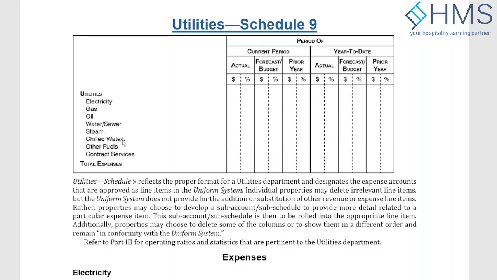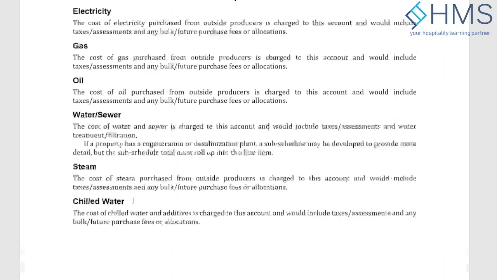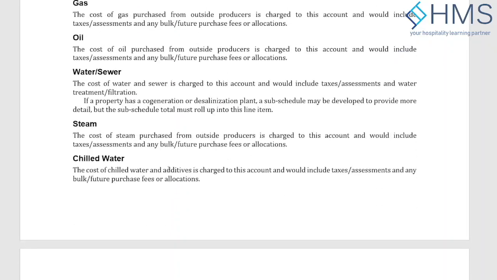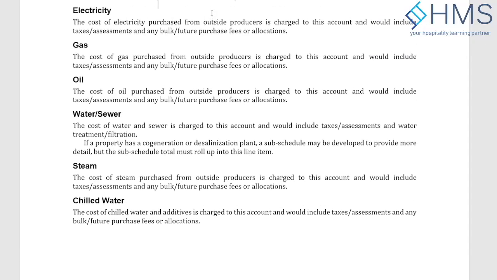If you are buying chilled water, where usually the properties generate their own chilled water. If you are using any other fuel, and the contract services for utilities for providing the electricity or other types of expenses. So here is the definition. So electricity is clear.